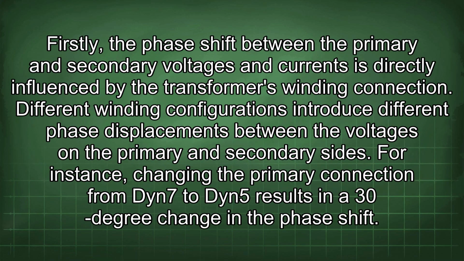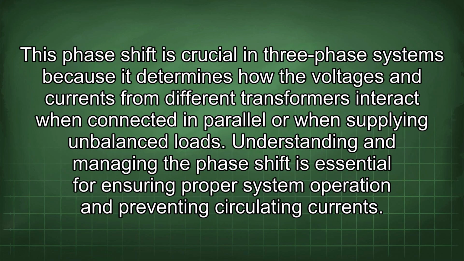Firstly, the phase shift between the primary and secondary voltages and currents is directly influenced by the transformer's winding connection. Different winding configurations introduce different phase displacements between the voltages on the primary and secondary sides. For instance, changing the primary connection from Dyn7 to Dyn5 results in a 30-degree change in the phase shift. This phase shift is crucial in three-phase systems because it determines how the voltages and currents from different transformers interact when connected in parallel or when supplying unbalanced loads. Understanding and managing the phase shift is essential for ensuring proper system operation and preventing circulating currents.